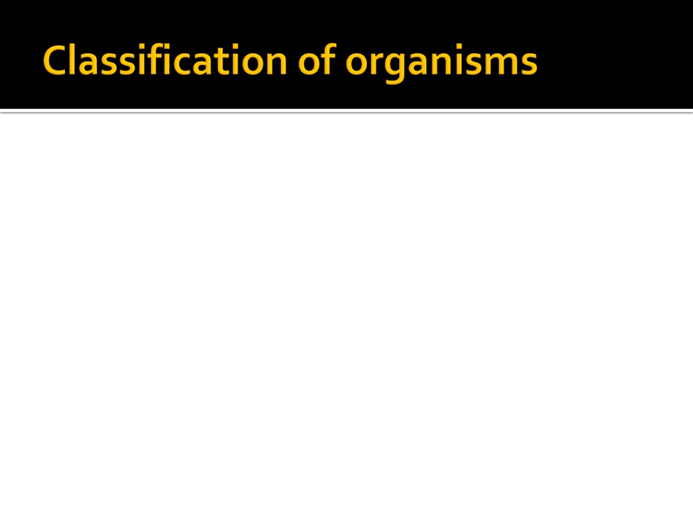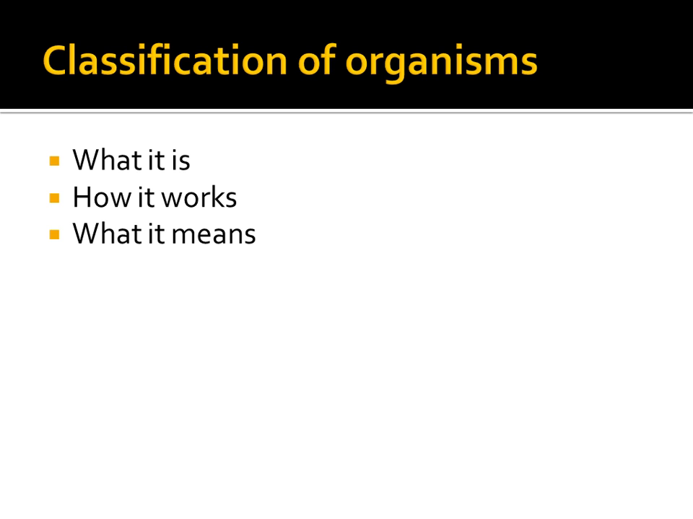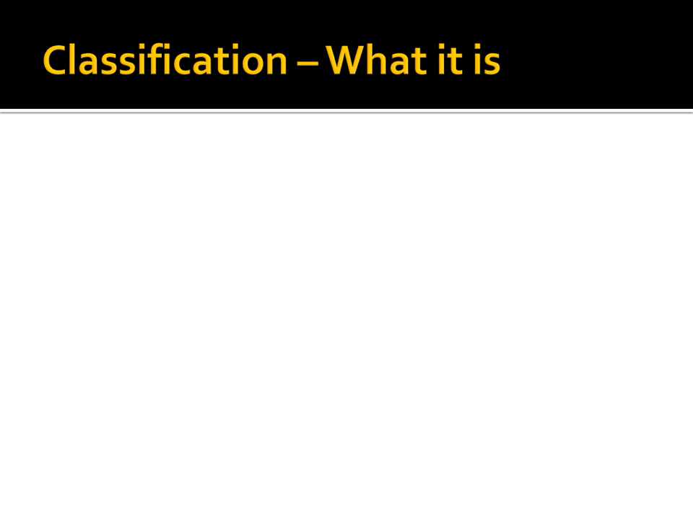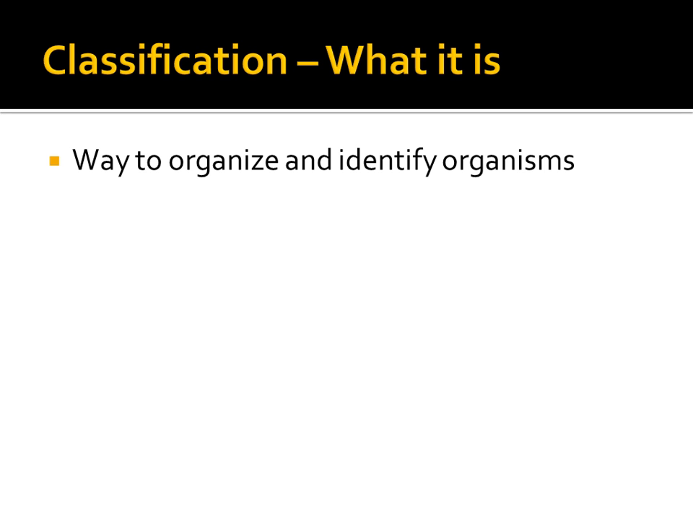Now, the classification of organisms can actually be broken down into three different things. First of all, looking at what it is, then how it works, and then finally what exactly it means to classify these organisms and what it means when we look at a classification. So first, to get an understanding of what it is, we have to look at it as a way to organize and identify organisms. When I say I have a dog at home, you would probably say, well, what kind of dog? Because just knowing that you have a dog, there's a wide range. You can have one that's as small as fits in a teacup to one that is as big as a horse.